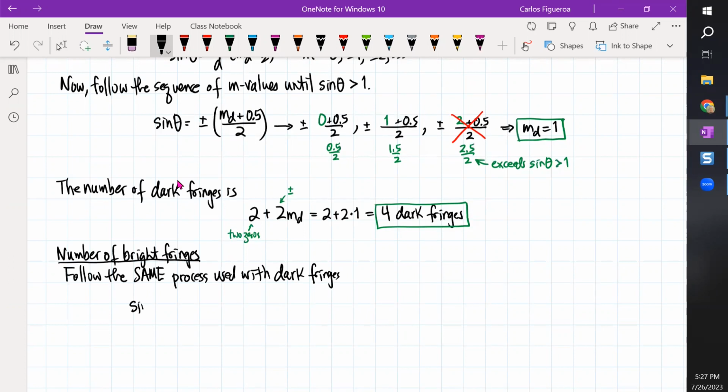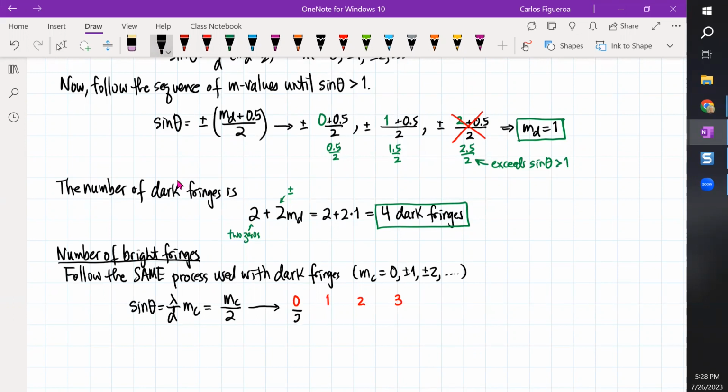So then I'm going to have that the sine of theta, this is now going to be lambda over d times mc, which then means that this guy is going to be mc divided by 2. So now if I follow the sequence, now remember, MC also has the same values as MD. In fact, they're the same parameter. So now I'm going to enter the sequence here. So I'm going to have 0. Then I'm going to go to 1. Then I'm going to go to 2. And then I'm going to go 3. And I just keep going.